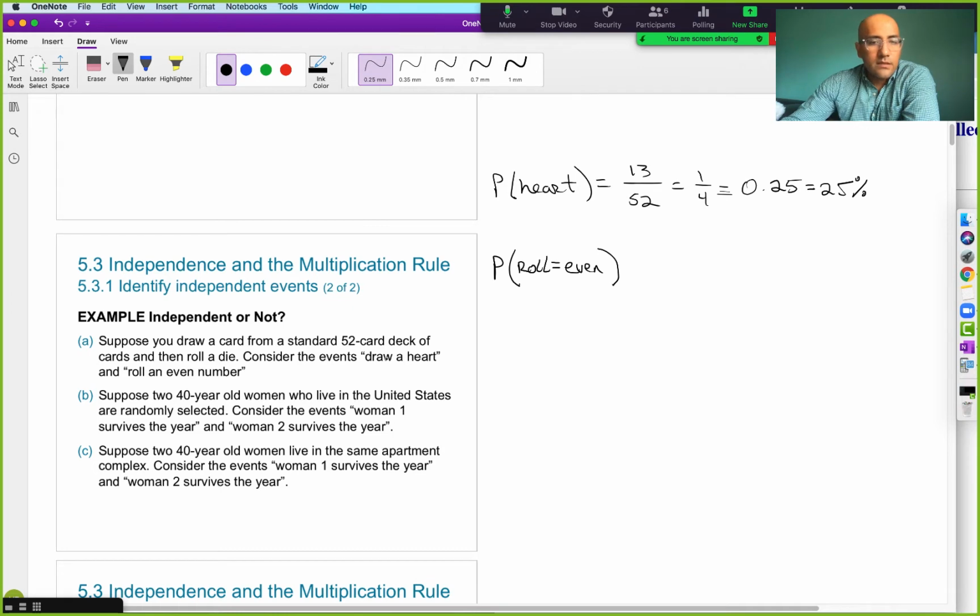Does it say six-sided die? Well, I'm assuming it's a six-sided die. That's a standard type of die. And so there's 6 possible outcomes. And how many of those outcomes are even? It could be the 2 or the 4 or the 6. There are 3 possibilities, which turns into 1/2 or 0.50 or 50% chance.